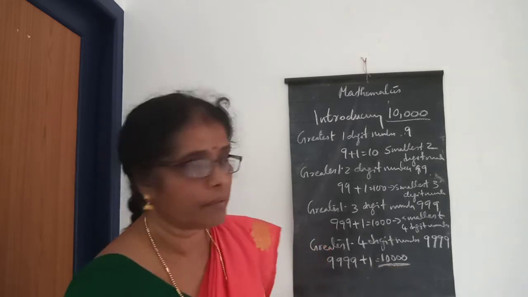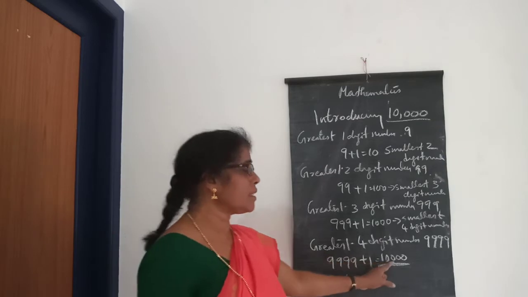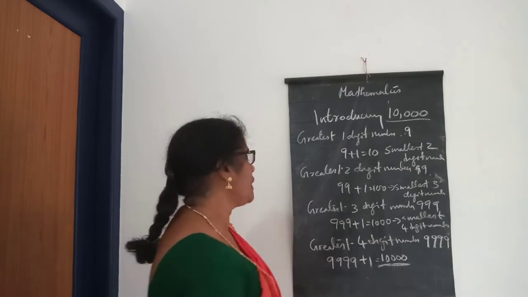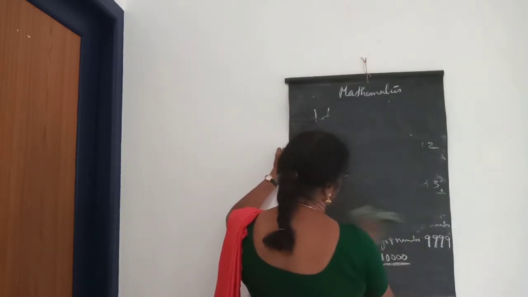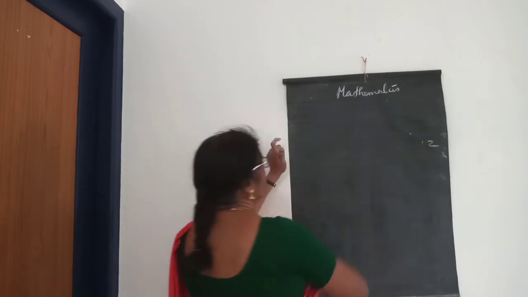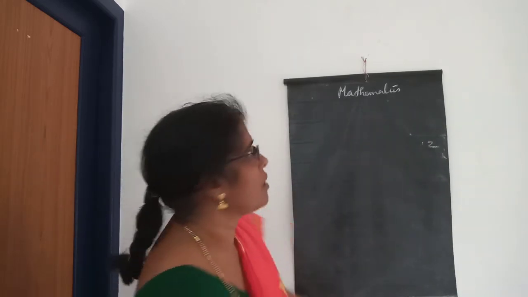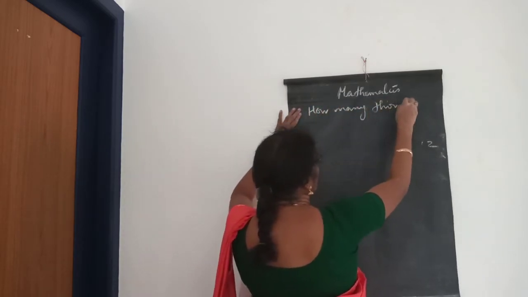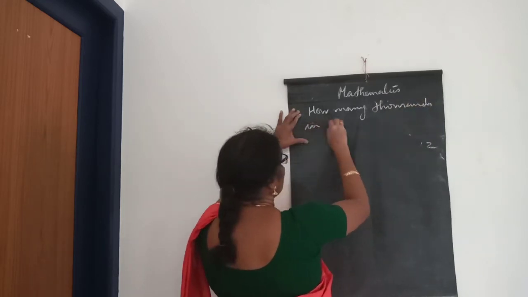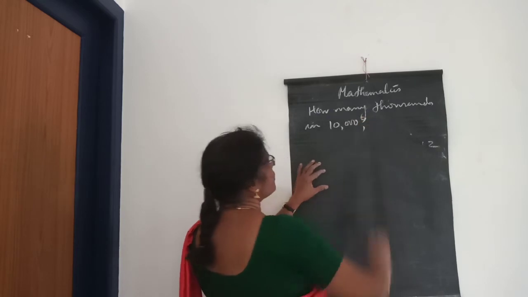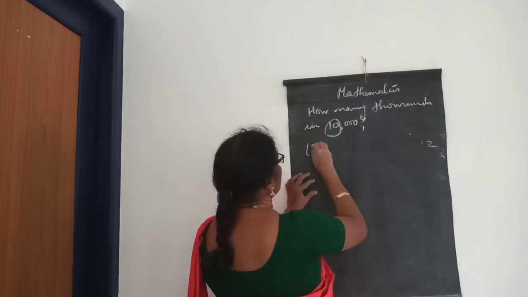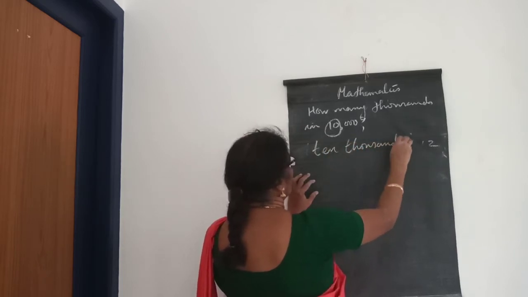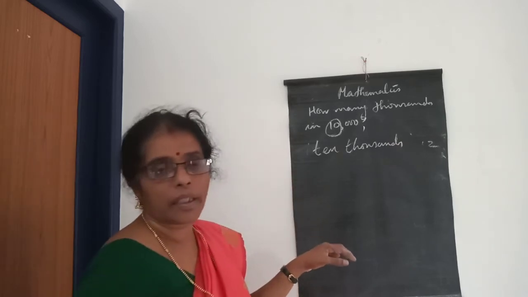Okay. The next one is 10,000. How many thousands in 10,000, children? 10 thousands. 10 thousands in 10,000.